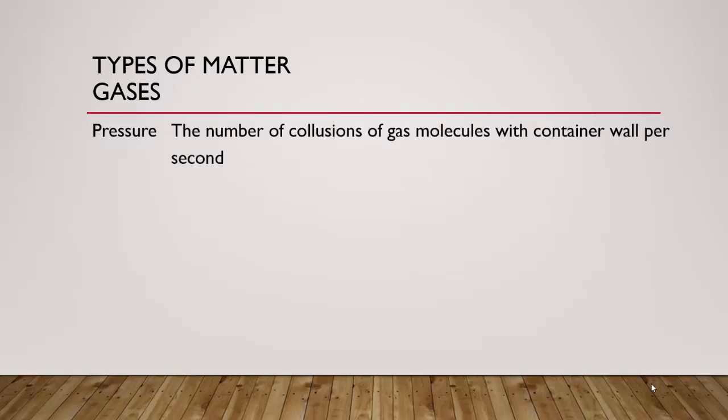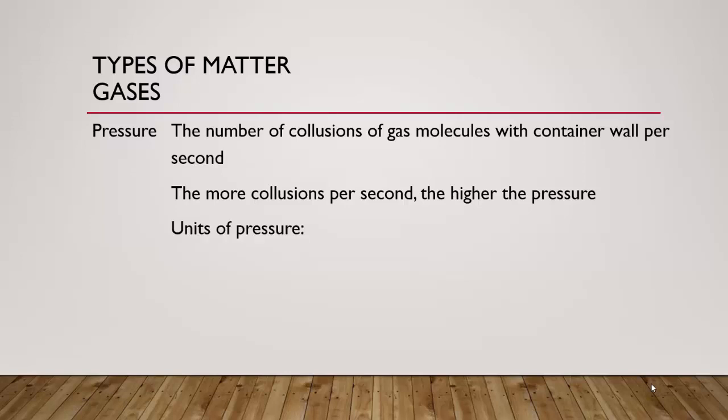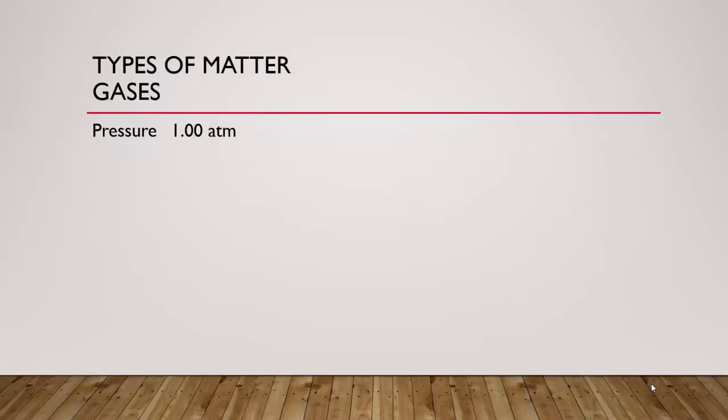From a molecular viewpoint, pressure is the number of collisions of gas molecules with the container wall per second. The more collisions per second, the higher the pressure. The units of pressure that we will use are the following. The kilopascal, which happens to be the SI unit, but very frequently people will use the atmosphere, the torr, or millimeters of mercury. At sea level, we say that that is equal to 1 atmosphere.